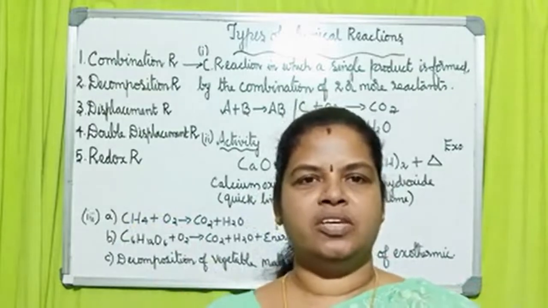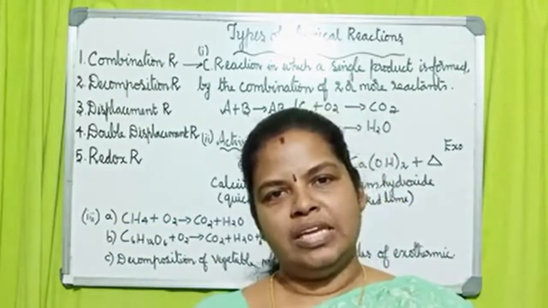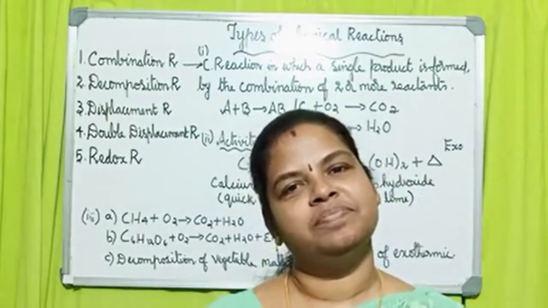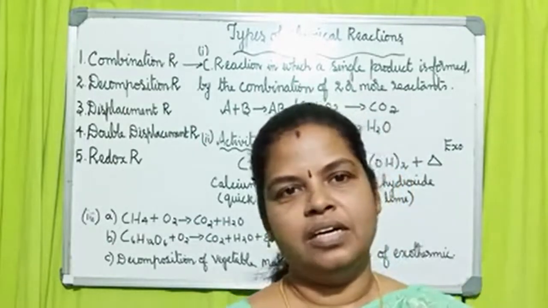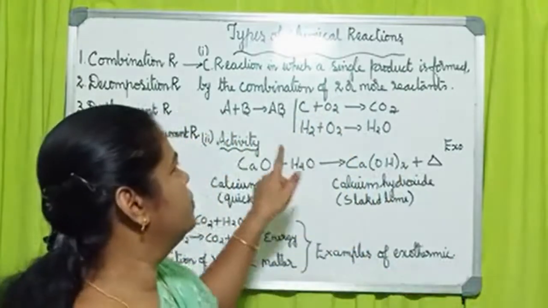So 2 things are there, 2 reactants. Next day morning, after grinding the whole thing, she will ferment it, and next day morning, what will you get? You will get nice idlis. Same way here, A plus B combine together to form AB.